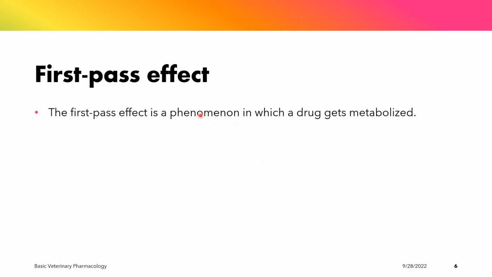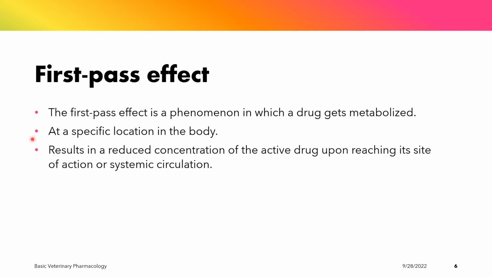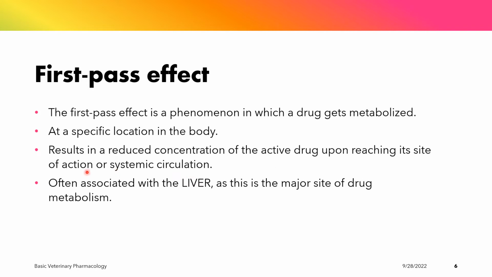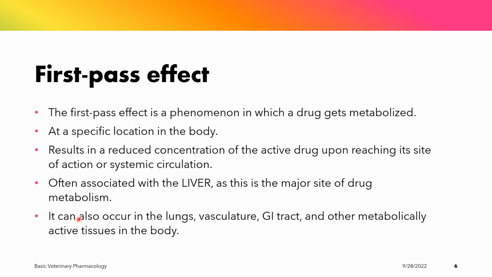What is the importance of the first pass effect and where is it located in the body? So the first pass effect is a phenomenon in which the drug gets metabolized at specific locations in the body. For its significance, it can result in a reduced concentration of the active drug upon reaching the site of action or the systemic circulation. It is often associated with the liver since the liver is considered to be the major site of drug metabolism or biotransformation. Aside from that, it can also occur in the lungs, the vasculature, the GIT, and other metabolically active tissues in the body.